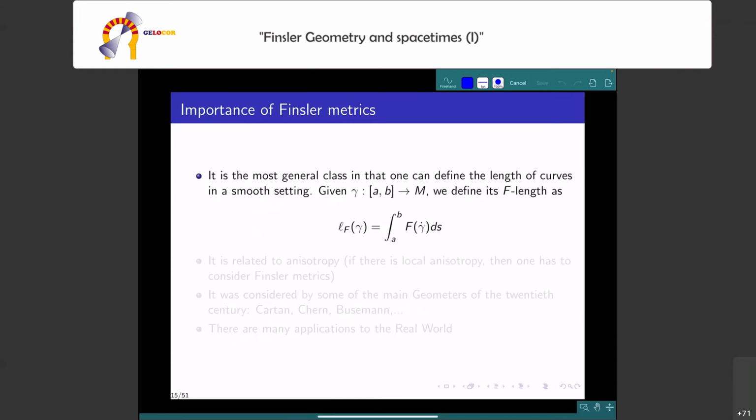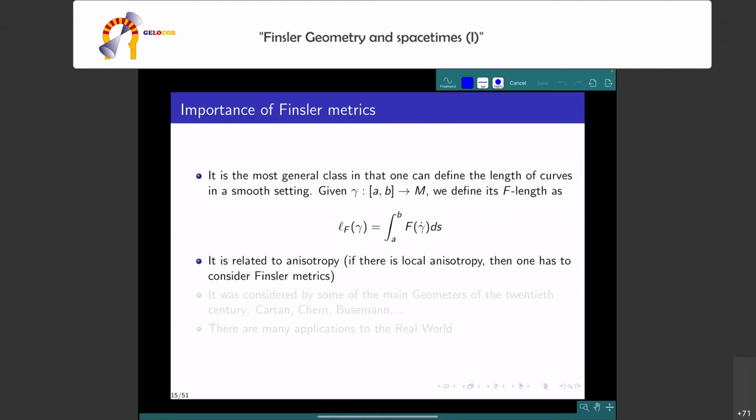Okay, so why are Finsler metrics so important, for me at least? Well, because Finsler metrics provide the most general way to define the length of a curve in a smooth setting. Of course, how do you define the length of a curve? It's very simple. If F is the Finsler metric, then F is homogeneous of degree 1. Okay, so you can define the length in this way, just the integral of F of the derivative of gamma. Okay, so this is the length. This does not depend on the parameterization, and of course everything is done in a smooth way.